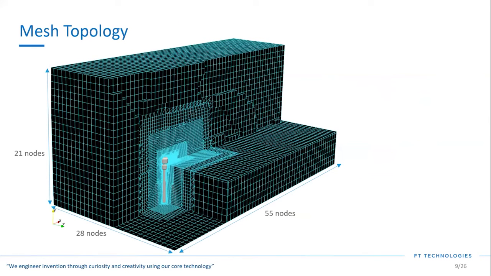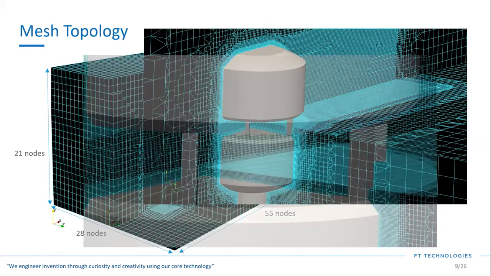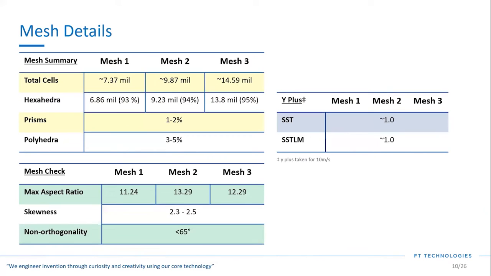So an overview of the mesh topology. Here you can see there's the refinement in the wake as well as the refinement inside of the cavity. We have approximately 300 nodes horizontally and 100 nodes vertically, and we've got a refinement around the sensor of around 0.25 degrees. This allows us to capture the separation point with a high degree of accuracy. So for the runs that we use, 3 meshes have been created between 7 and 15 million cells. They're hexahedra dominant, and we've got a non-orthogonality of around 65 degrees. And for all the cases, we've got a y+ similar to 1 for the current 10 meters a second we're running.